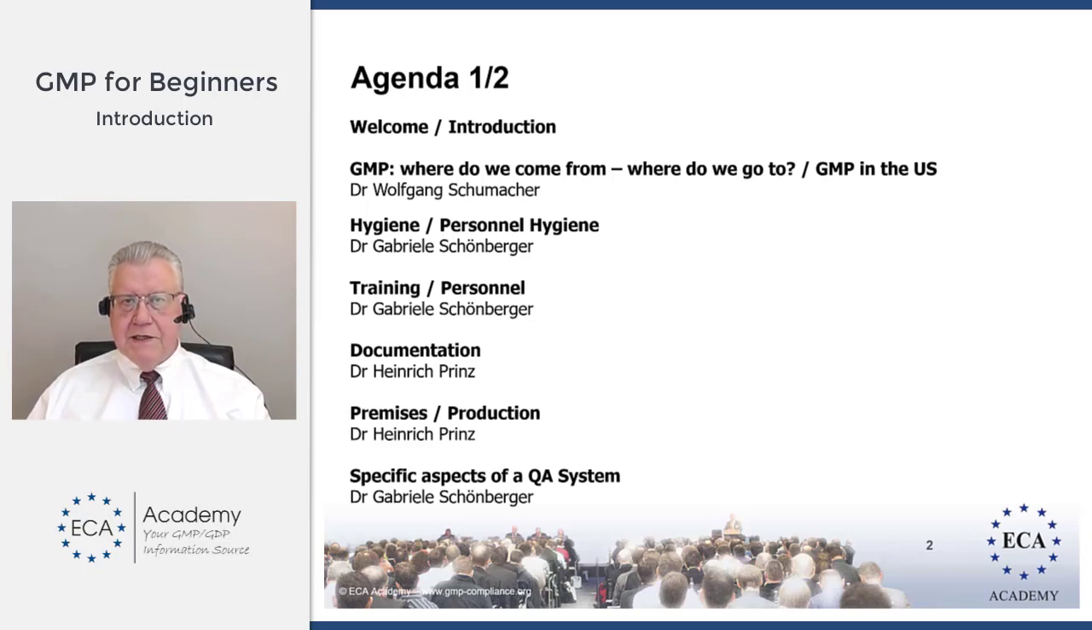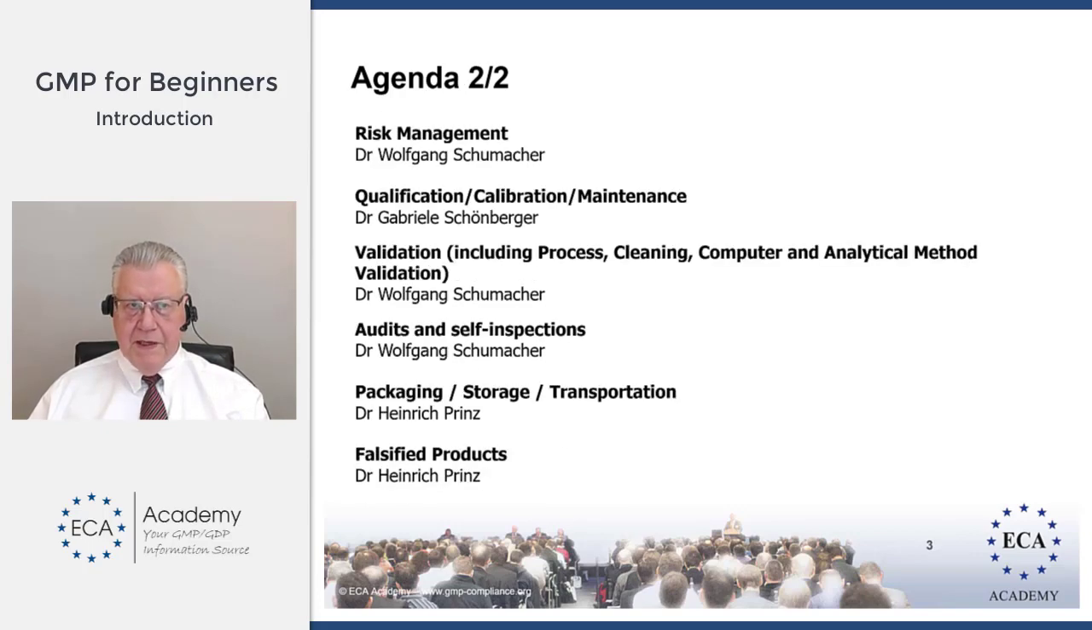Then next section are the specific aspects of a quality assurance system, and this is again Gabriele Schönberger who will introduce you to this topic. Then we come to risk management. Risk management is one of the very important topics in the pharmaceutical industry nowadays. We all have to do risk management, and I will bring this to your attention. Then we come to validation, qualification, calibration, and so on. All this what we find in the Annex 15, and that is then brought to your attention by Gabriele Schönberger.